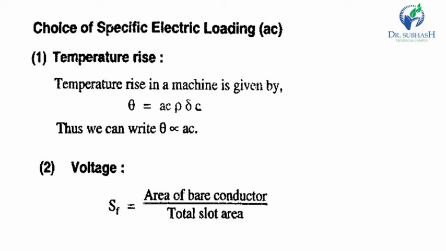Now suppose the value of AC is taken small, so that we can put high insulation in the slot. So for a high voltage machine, we choose a small AC value. If the value of voltage is decreasing, we take an increased AC value.